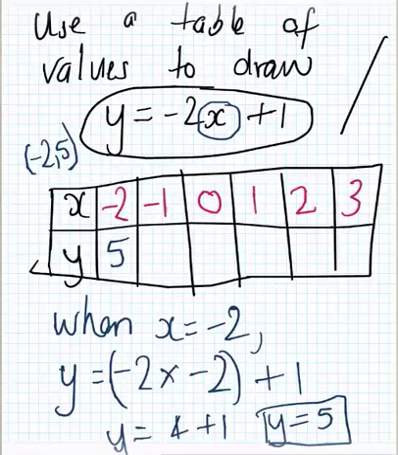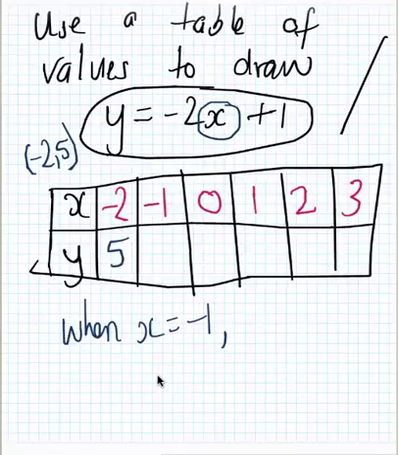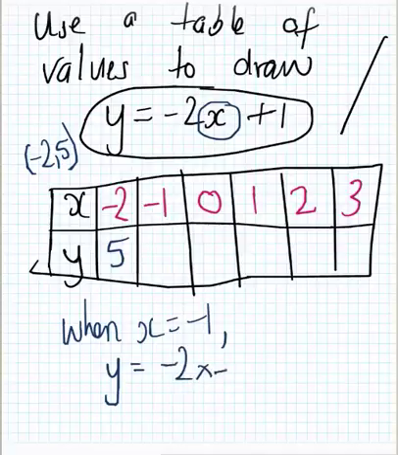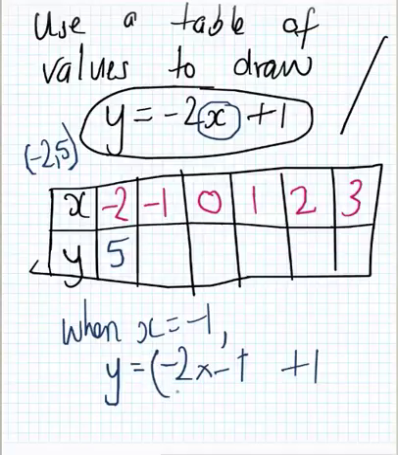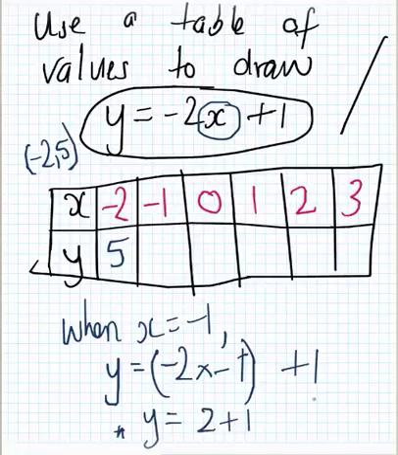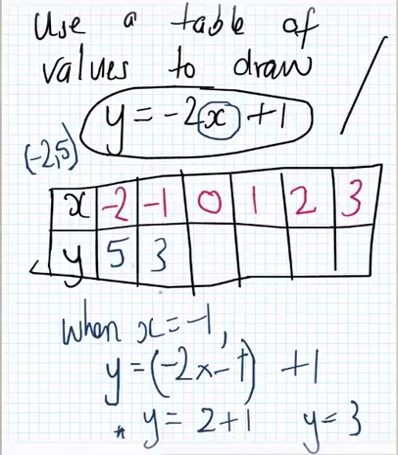So when x is -1, let's make some room. When x is -1, we get the equation in the question. So y is -2 now times -1, plus 1. -2 times -1, y will equal positive 2 plus 1, and 2 plus 1 is 3. And there we go. And I can see a pattern.